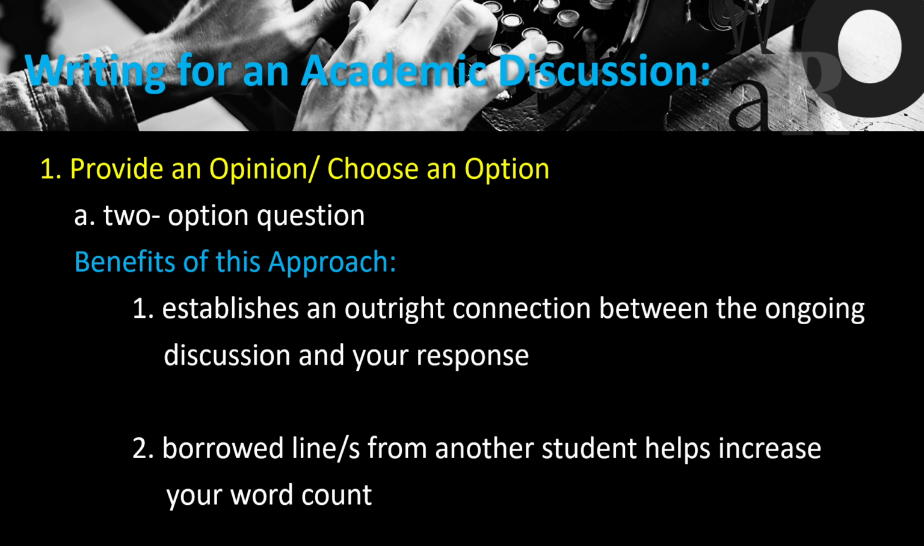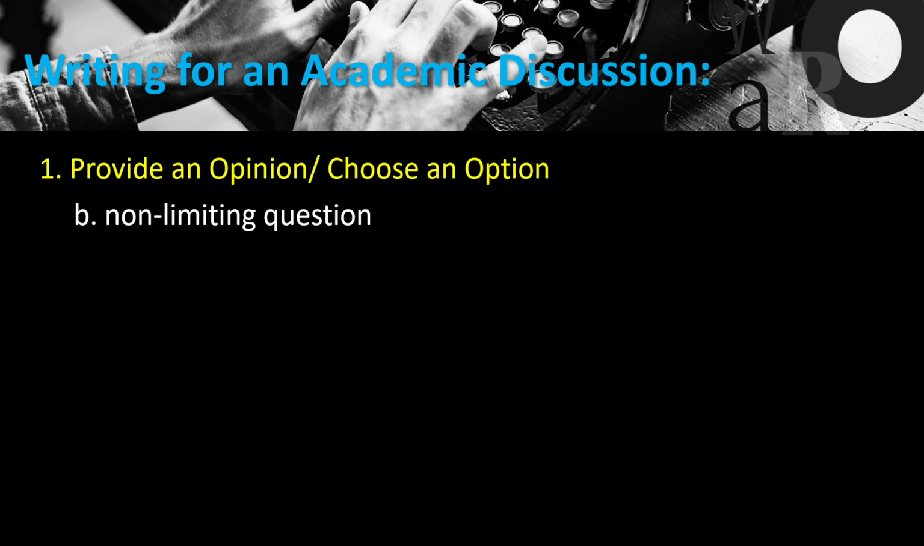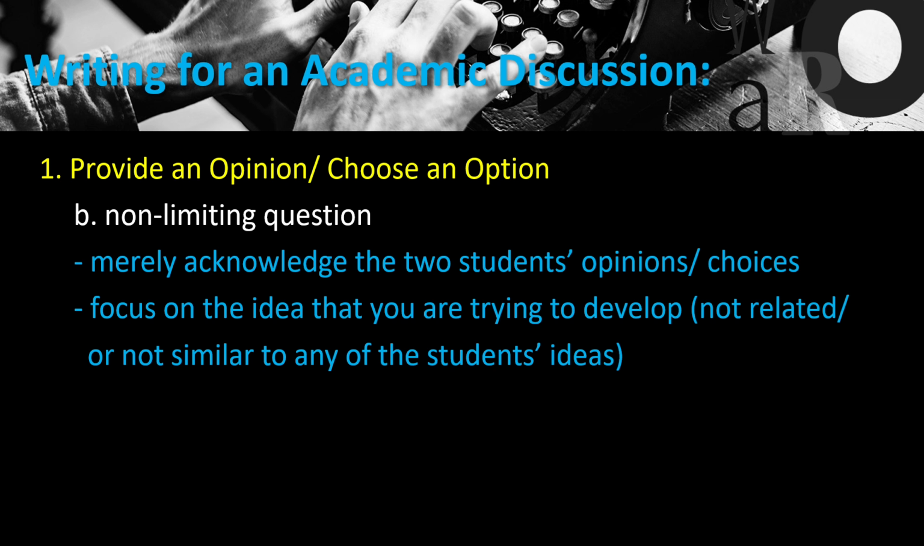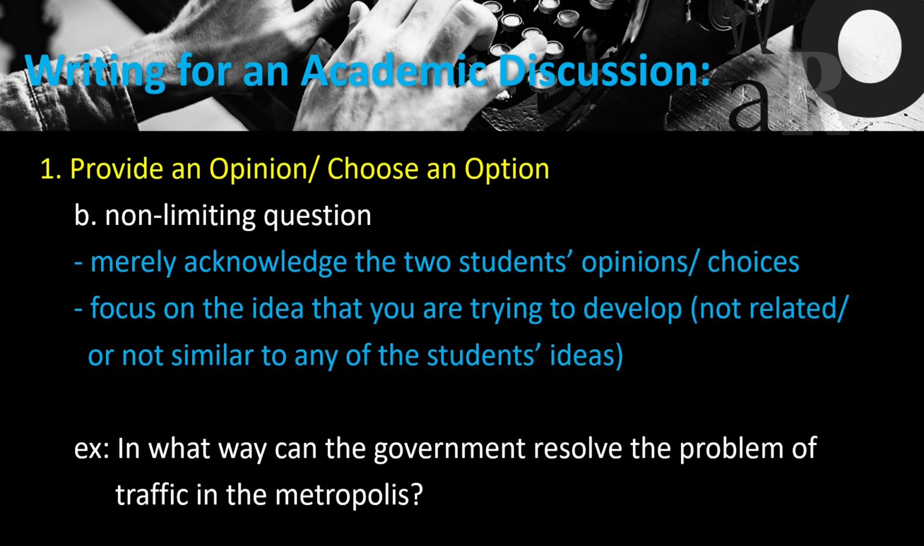The other type of question is what I personally call a non-limiting question. The straightforward approach is to merely acknowledge the two other students' opinions, then focus on your idea that is not related, or is different from the other two. This approach especially works well in questions where you are not limited with just two options or choices, hence the term non-limiting question. For example, the professor may ask a question like, in what way can the government resolve the problem of traffic in the metropolis?